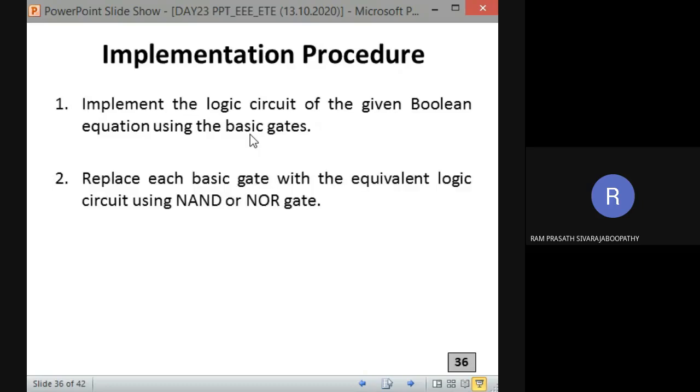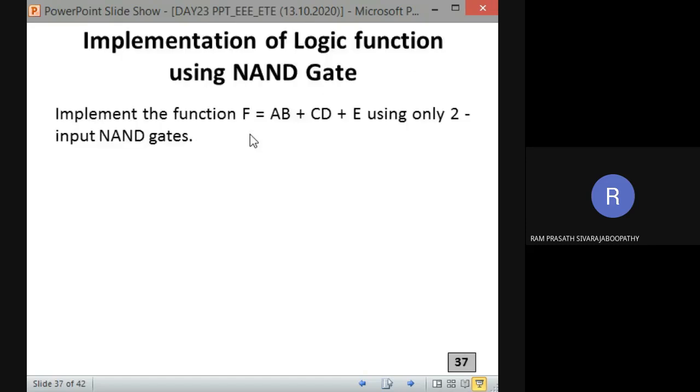Fine. Next step, replace each basic gate with the equivalent logic circuit using NAND or NOR gate. Now நம்ம பார்த்த equivalent circuit you have to replace in those particular basic gates. Fine. If anywhere you find 2 NOT gates in series, correct? 2 NAND gates in series இல்ல NOR gates in series வந்துச்சுன்னா remove those two. Fine. I will show you an example so that you can understand it.